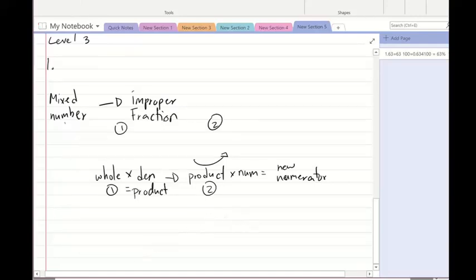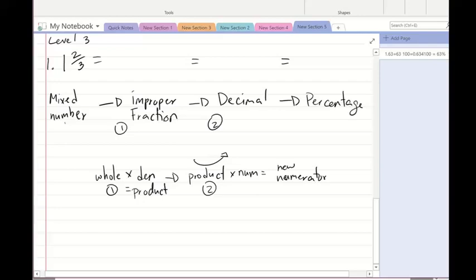Right. Okay. So 1 2/3. We already know the fraction, right? So first is the improper fraction, second is the decimal, and then the last thing is the percentage, right? So you could think of it as this format, right? If you have a mixed number, you can turn it to an improper fraction, then you can turn that into a decimal, then you can turn that into a percentage.